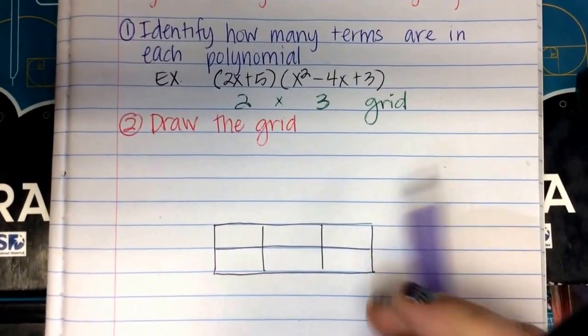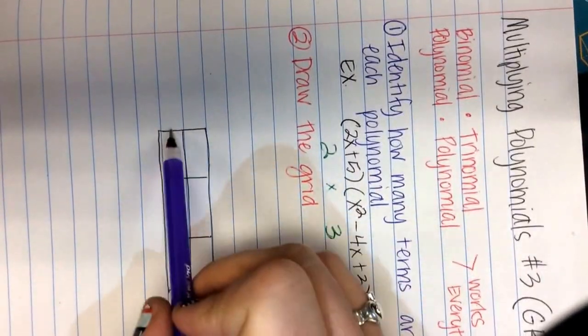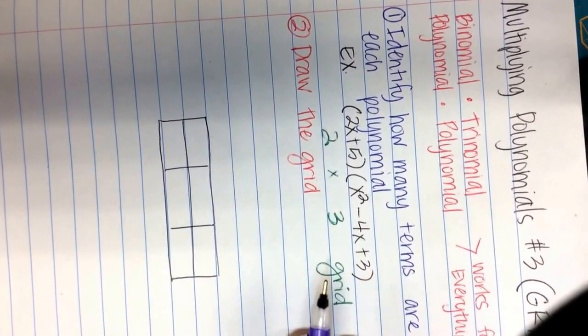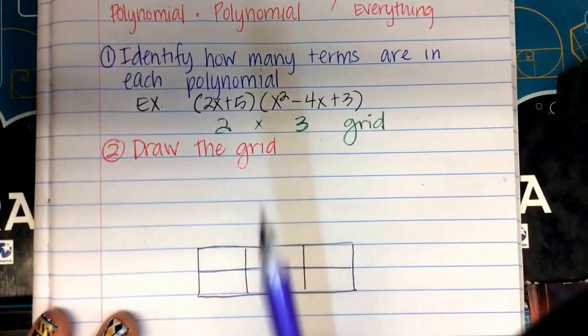Two by 3. Could you draw it this way, vertically? 2 by 3? Yes, it doesn't matter, as long as it's 2 by 3. 2 terms and 3 terms.